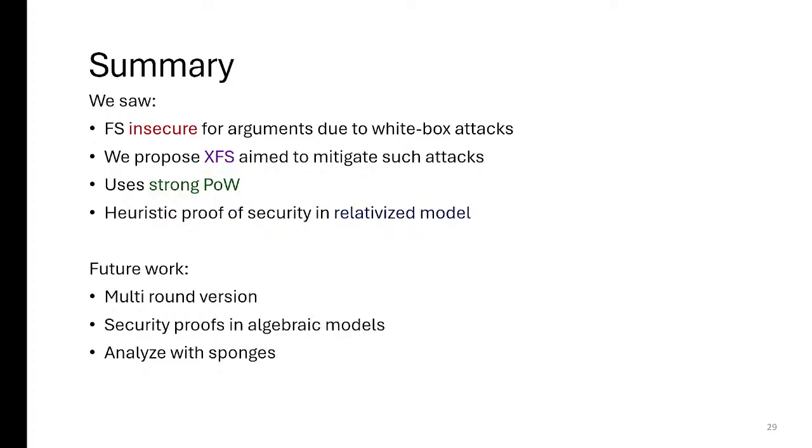In the real world, when people use Fiat-Shamir, when they use hashing, they use sponges, not hashes that can take arbitrary length. And it's not immediately clear that everything here makes sense in that model. Ale and Michele have some work on analyzing Fiat-Shamir with sponges, so analyzing XFS with sponges would also be interesting.